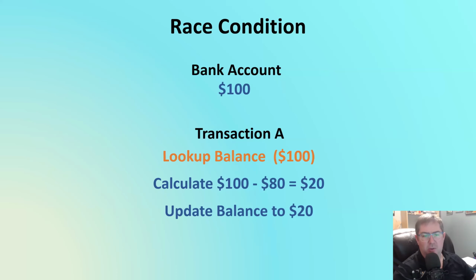In a normal transaction, you would look up the balance. It's $100. You would calculate the balance minus your withdrawal. So you do $20 and you update the balance and write back, so that the bank account now contains $20. And it's critical to note here that these are three discrete steps in this process, and they don't all occur at once. They could have quite a bit of time between them.